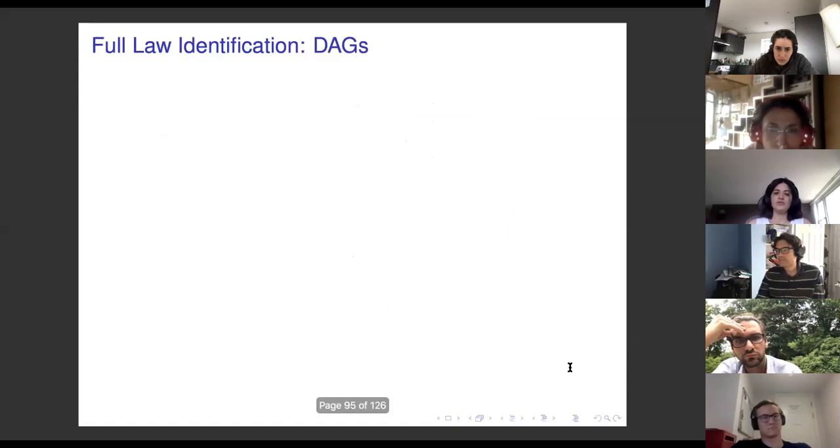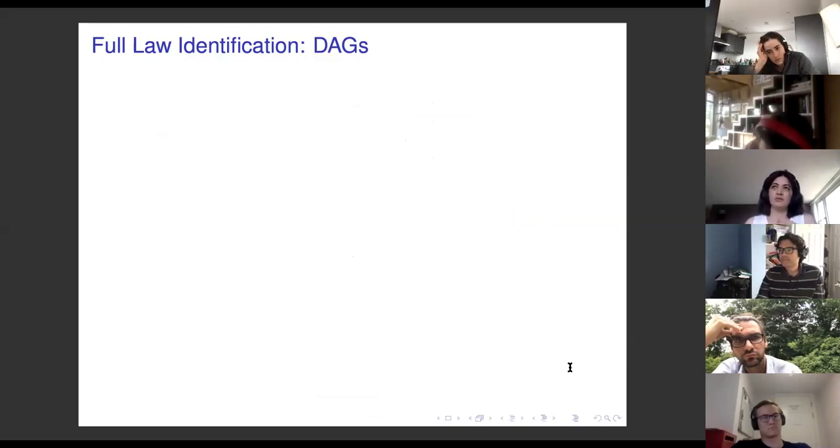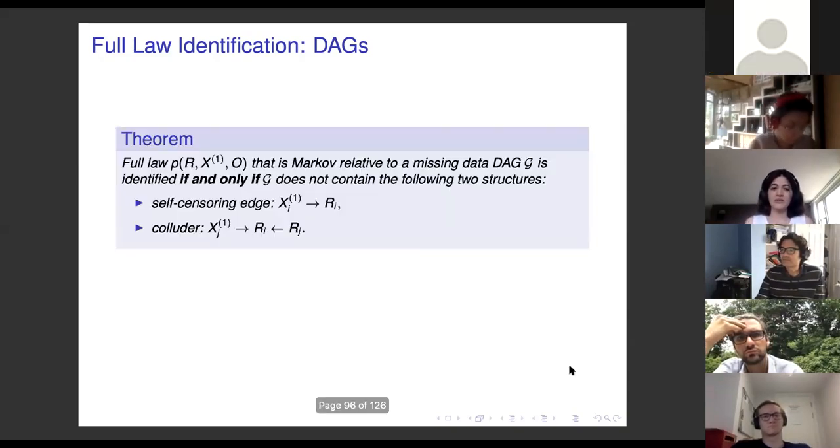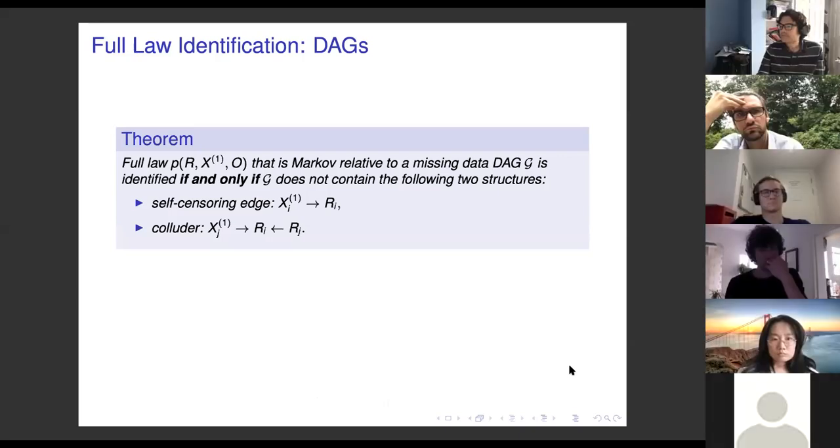So in our previous results, we realized that self-censoring edges and cluder structures are problematic structures in the sense that they are going to mess up the identification for us. But what we really didn't know was what other structures are problematic and screw up the identification for us. In other words, we didn't have a complete characterization of identification of missing data DAGs. So in this paper, we show that the self-censoring edges and cluders are the only structures that are problematic for identification of the full law.